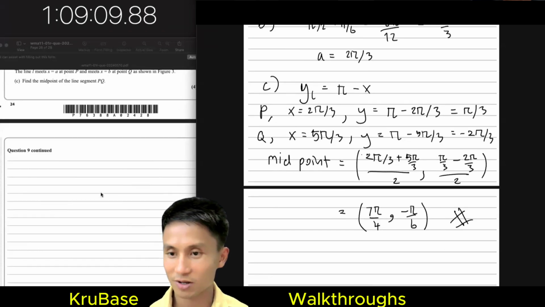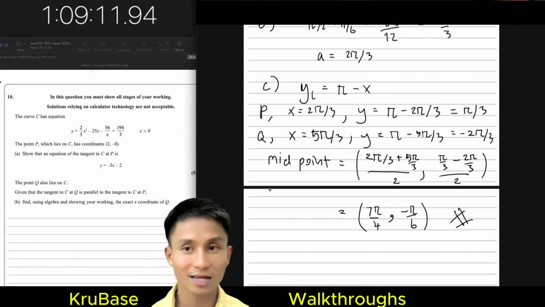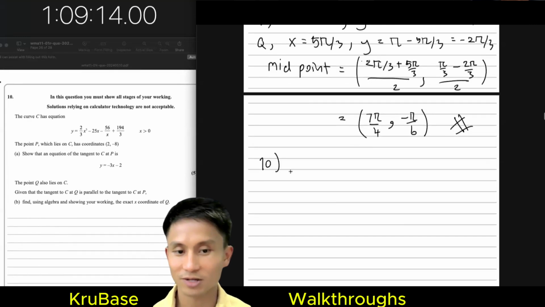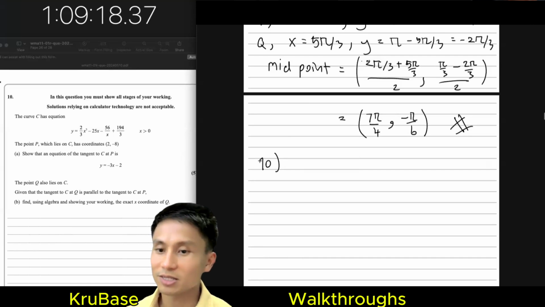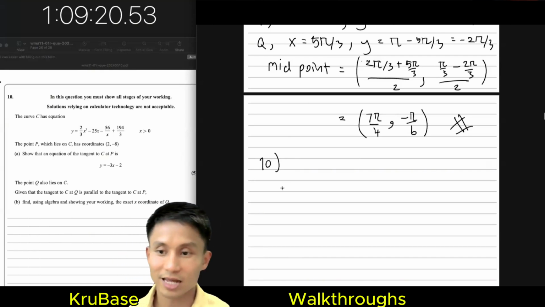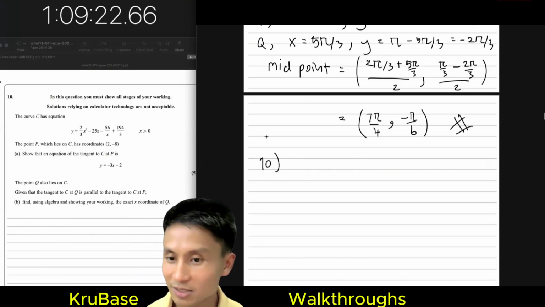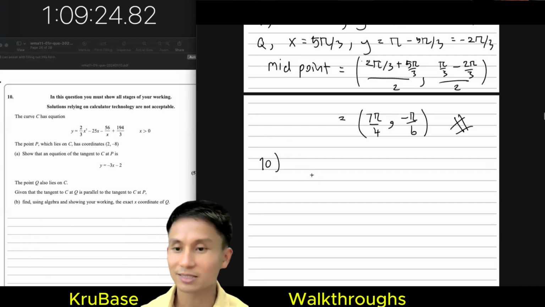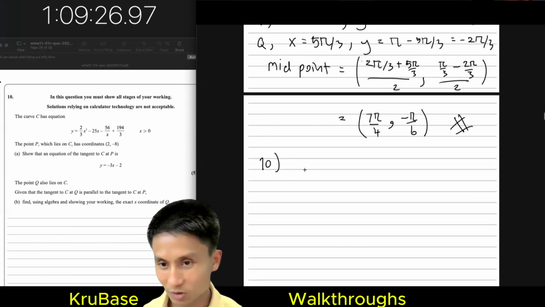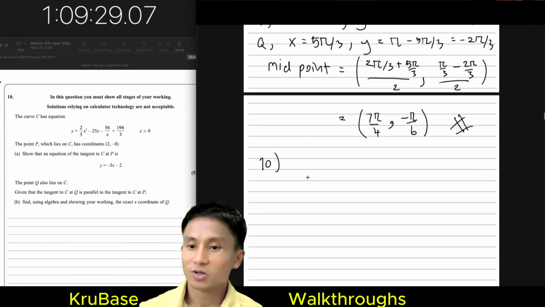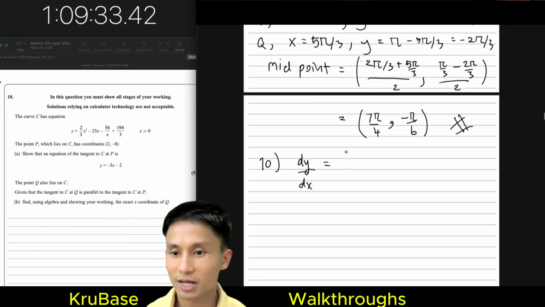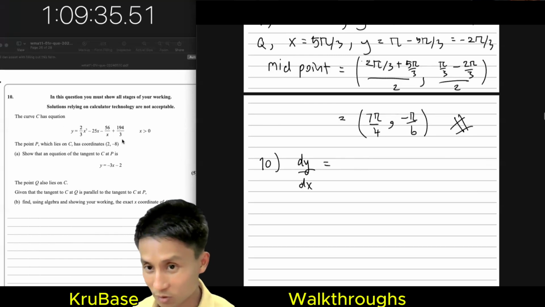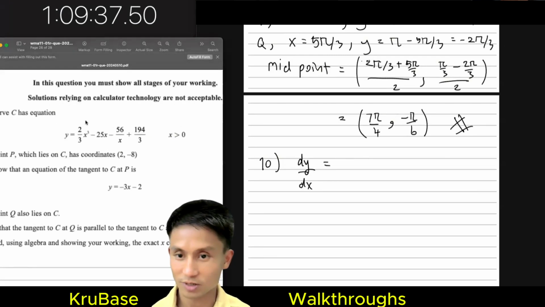And then we're going to do the last question. We still have a lot of time. The curve C has equation all that. The point P, which lies on C, has coordinates 2 and -8. Show that an equation of the tangent to C at point P is that. Okay, so for the tangent, we have to differentiate, right? Yep. So I'm just going to look at the question already here. Let me zoom in a bit more.